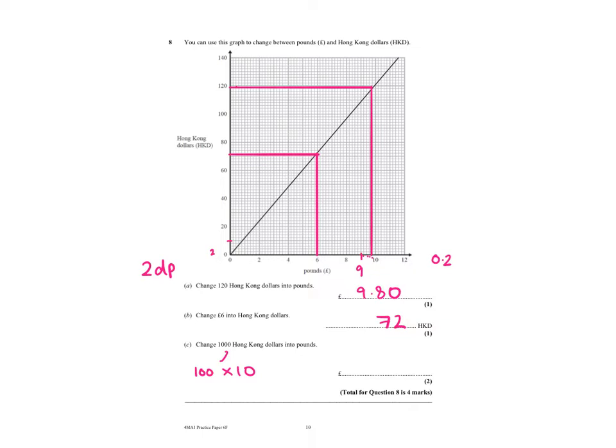So I go over to my 100 and I go across and I make sure that I'm really accurate, and you keep these lines on there when you're doing the exam, so that you've shown all your method. And down. And I can see this is in fact 8.2. So 100 is 8.2, so I need to do 8.2 multiplied by 10, which is in fact £82.